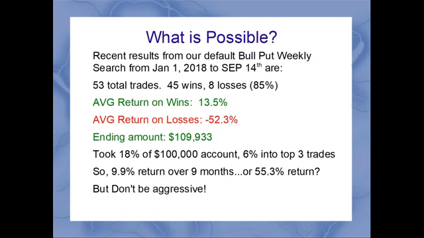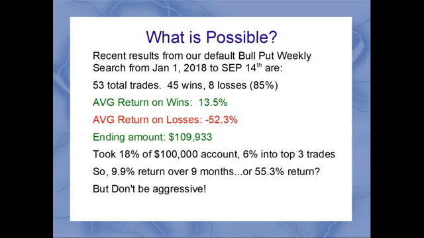Under the bull put search, the default bull put weekly are essentially what I use in my personal account. I run that search, and I typically take the top 3 positions. So doing that from January 1st, 2018 to September 14th, I didn't extend it to this Friday, didn't open new positions. I ended the test at September 14th. Going 2 weeks out is what I prefer. I found that worked better over time.